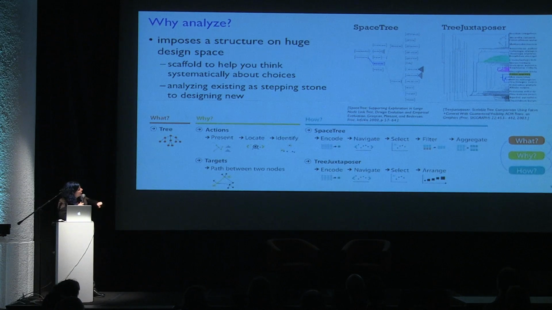How are they doing this? So with both SpaceTree and TreeJuxtaposer, we're visually encoding data. That's pretty basic, otherwise we wouldn't be drawing this picture. They both have some support for navigating through the scene and for selecting some items. And then here's where they diverge.